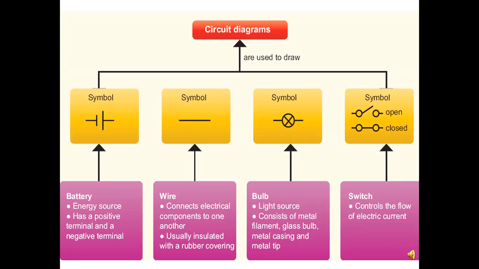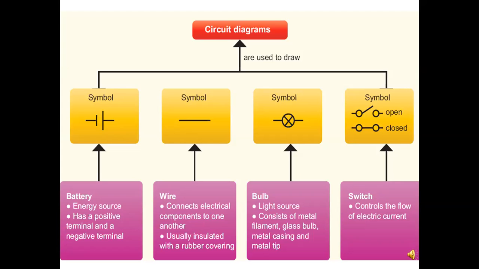First we'll see the battery, the energy source. Battery is the energy source. It has a positive terminal and a negative terminal. Each and every battery has a positive terminal and a negative terminal. Next symbol, wire. Wire is used to connect electrical components to one another. It is usually insulated with a rubber covering.